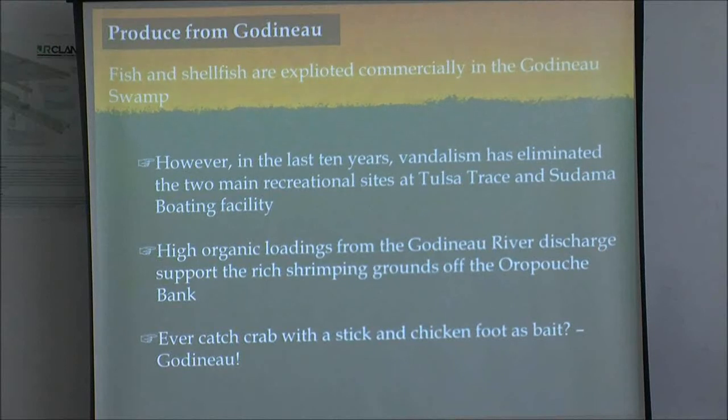You can go and you can throw your line and fish. You can catch a single fish. You can go catch crab with a stick, tie a string onto it, and a chicken foot at the end. Crabs cannot resist chicken foot. And it's thrilling to do. It's a lot of fun and it's something we can pass on. Instead of helping our kids play video games, you can go catch crab in the wetland.